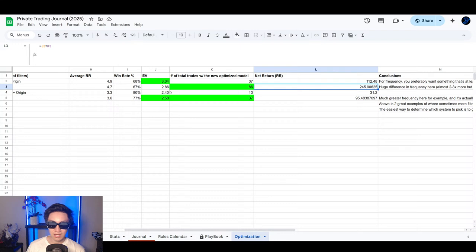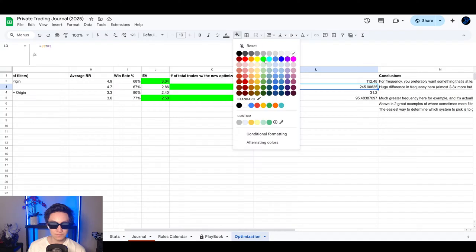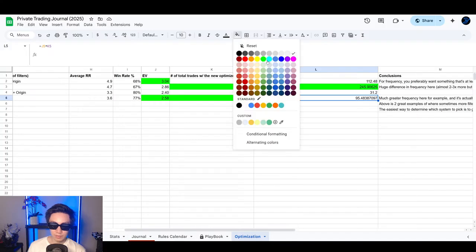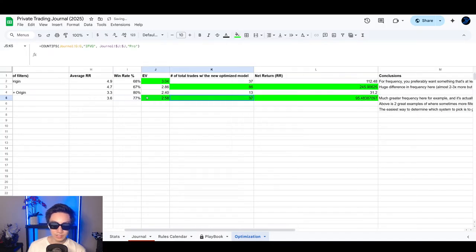But you can see here, obviously you prefer this lower system. It returns you 2 times the amount of risk reward despite having only a slight... See, the EV difference is so minimal, but the frequency difference is so big, it gives you the best return here. So no brainer here. Now let's look at these two. This is also a no brainer. You don't even need to look at net return here. The EV and the total number of trades is the best here.